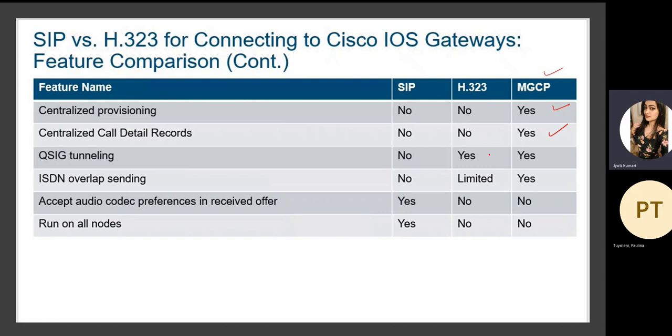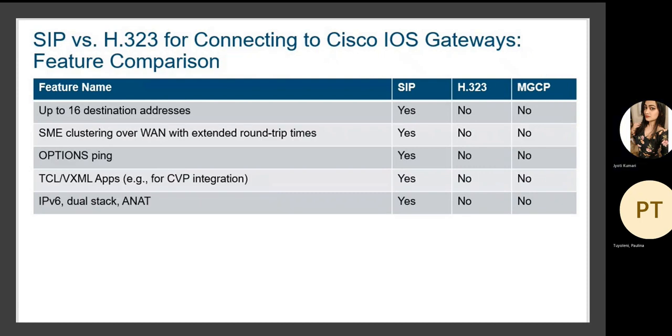Tunneling is supported for H323 and MGCP. ISDN overlap sending is supported in MGCP and limited in H323, but not SIP. So these are things that SIP does not support, like centralized provisioning, tunneling, and so on. Accepting audio codec preference in received offer is supported in SIP, yes, but not in H323 and MGCP. SIP runs on all nodes, whereas H323 and MGCP do not.